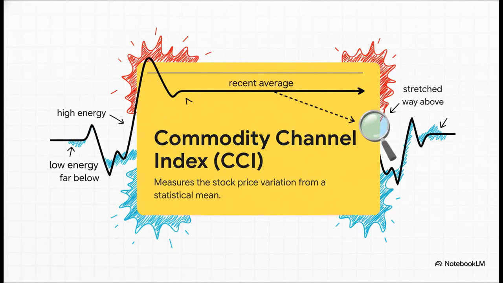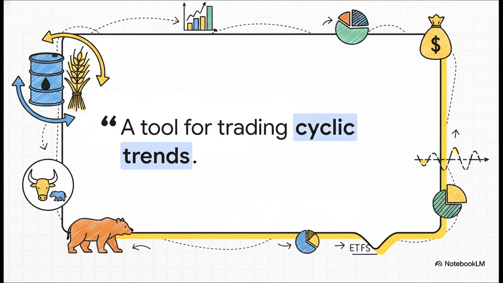So, what is this thing? Well, the CCI is what's known as an oscillator. It basically measures how far a stock's current price has strayed from its own average price. I love this analogy. Think of it like a price energy meter. When the price shoots way up, the energy is super high, and when it drops way down, the energy's low. It's all about measuring how far that price is stretched, kind of like a rubber band, from its normal baseline.